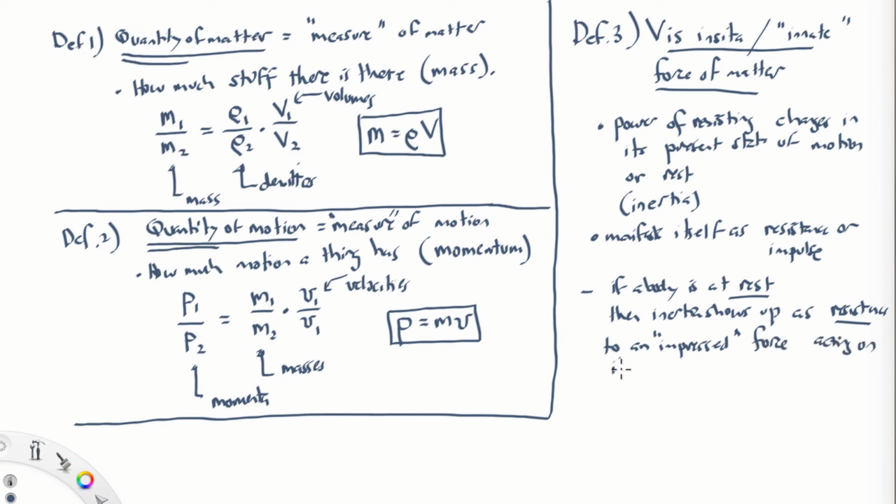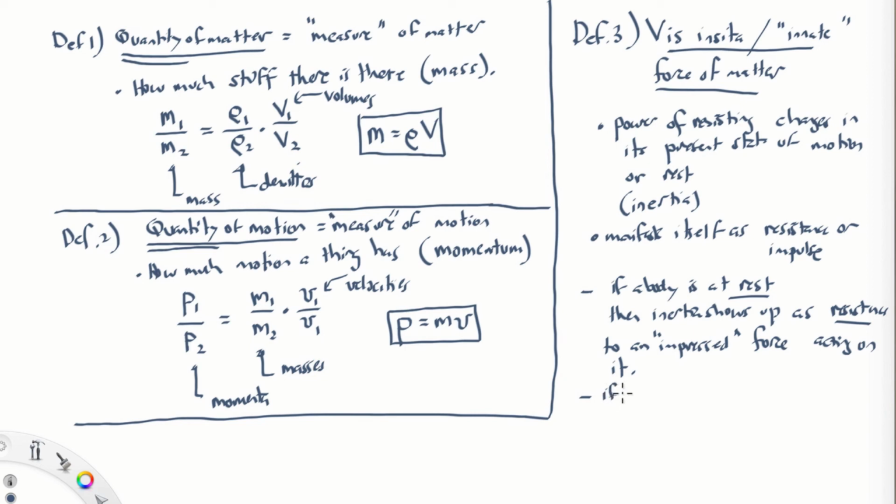So for example, if you have a dresser in your bedroom, it has inertia. It has a power of resisting changes in its present state of motion. So if your dresser is at rest in your room and you try to push it, it resists that impressed force acting on it. It's hard to move it. So the inertia is showing up as this resistance to moving.